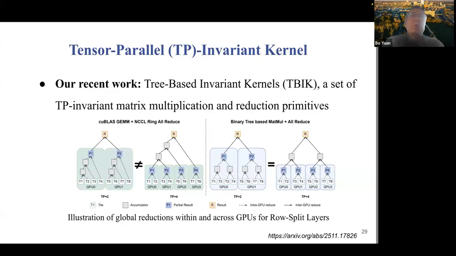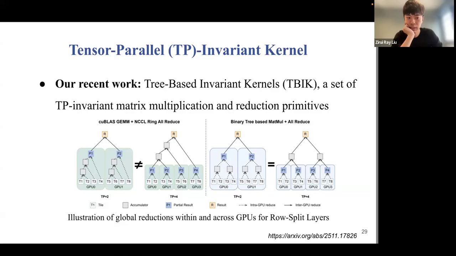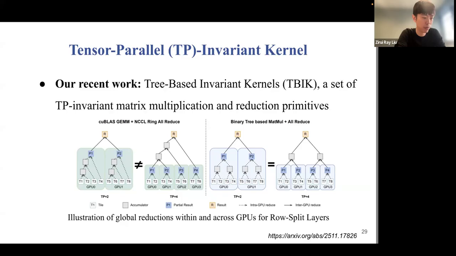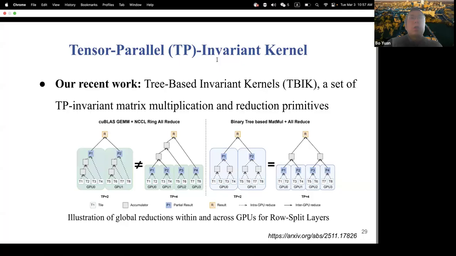Okay. So from your description, it seems that with more engineering effort we can further improve the performance of the TP-invariant or the batch-invariant kernels. I think so. Yeah, I think this is already happening. I know the SGLang team is working pretty hard on optimizing the overhead of the batch-invariant kernel. Okay, I think there's another question in the chat box.